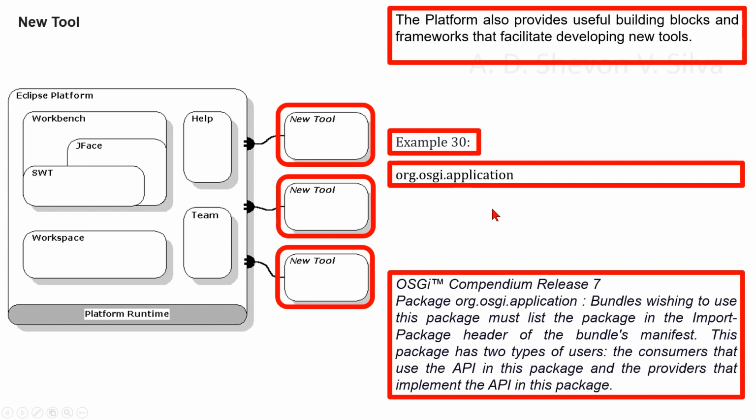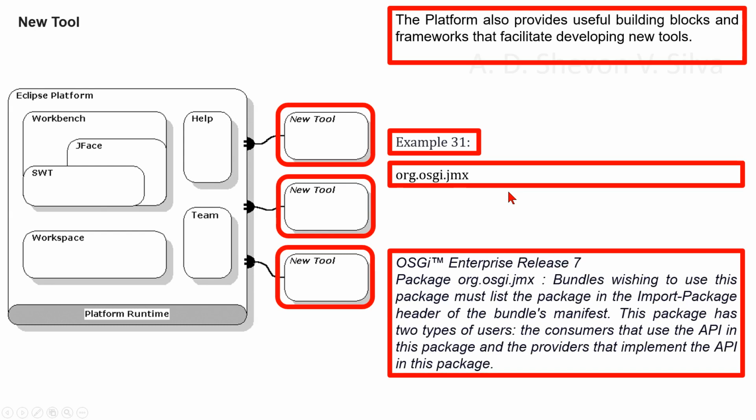OSGi Compendium Release 7, the package org.osgi.application. Bundles wishing to use this package must list the package in the Import-Package header of the bundle's manifest. This package has two types of users: the consumers that use the API in this package and the providers that implement the API in this package.